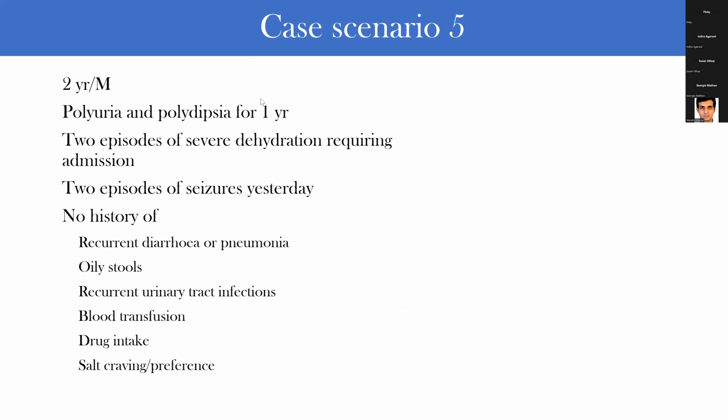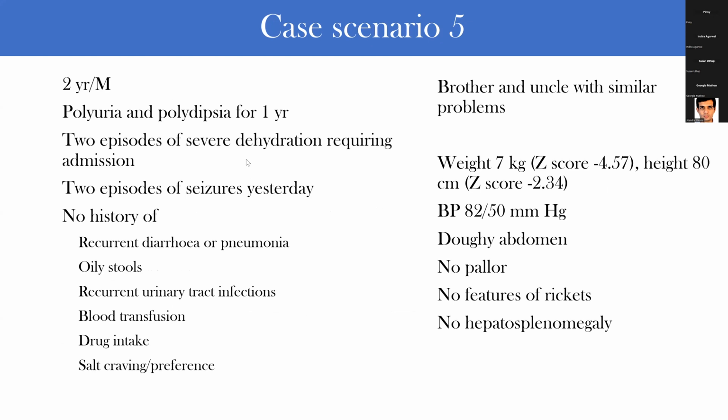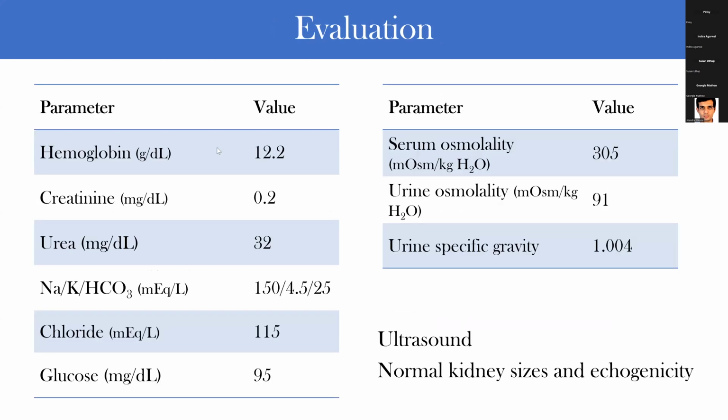Okay, coming to the last scenario in my topic. A 2-year-old male with polyuria, polydipsia for a year, 2 episodes of severe dehydration requiring admission, 2 episodes of seizures yesterday without any other negative history as mentioned here, with 2 family members having similar problems, with significant wasting and stunting, with doughy abdomen, with normal blood pressure without any other abnormalities. So these are the blood results of the patient. Again, I would like to get your opinion on this.